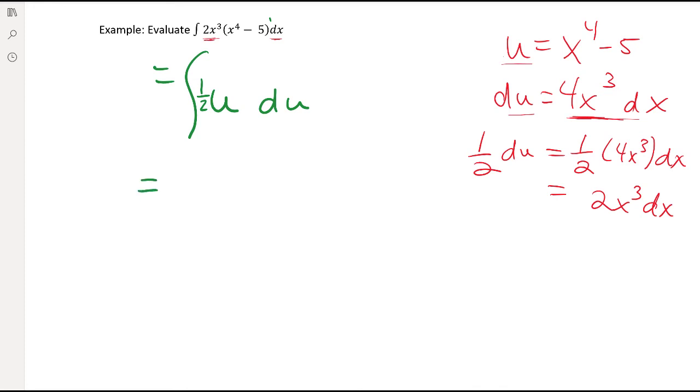So now we integrate. Now we get 1 over 2 times u to the 2nd power divided by 2 plus c. Professor Dixon, what happened to your du? Why did it change to a plus c?